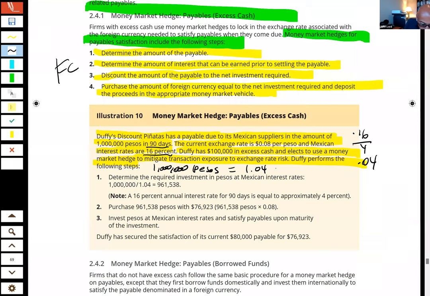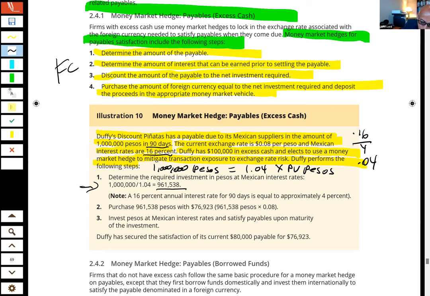1.04 times the present value of the pesos, the number that you have to buy now, so that in 90 days, because we adjusted our interest rate for 90 days, you have the number of pesos you need. So they did the math and came up with the answer that you would buy 961,538 pesos now, so that they would grow to the 1,000,000 pesos by the time you have to settle this.